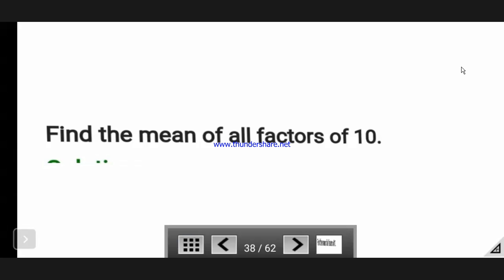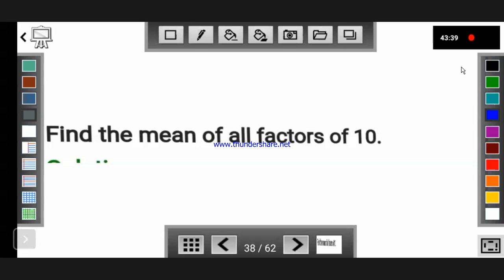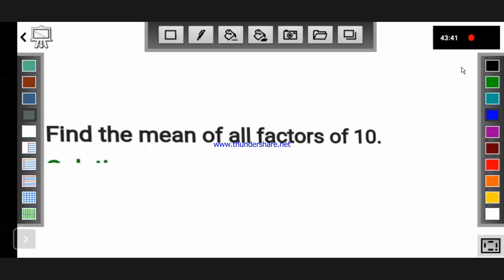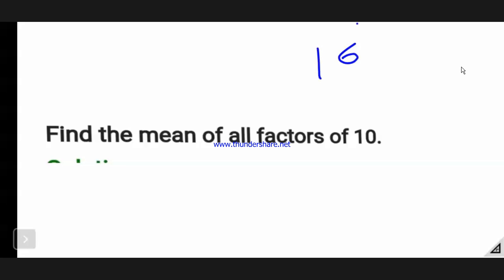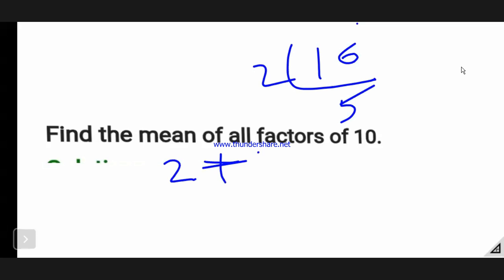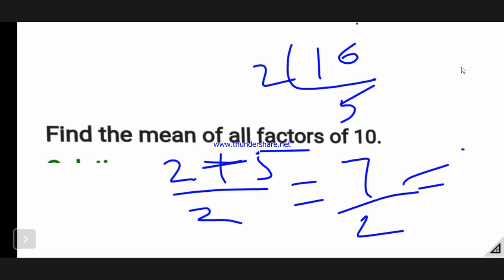Four point five, ma'am. 4.5. Not 4.5, ma'am. Listen. First factorize 10. The factors of 10 are 2 and 5. We no need to take 1 as one of the factors. So 2 plus 5 divided by 2, that is 7 by 2, that's equal to 3.5.